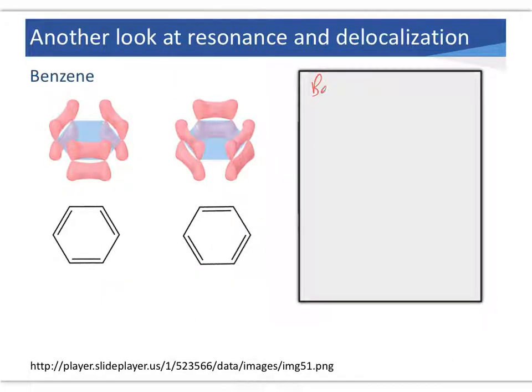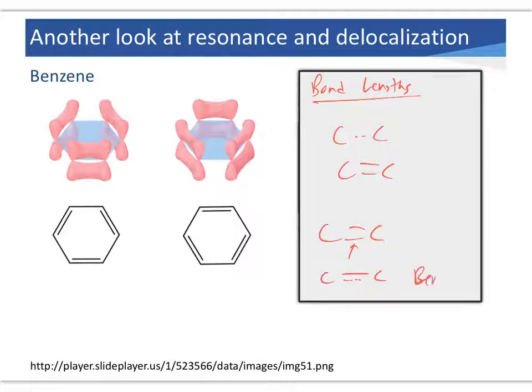I want you to go back to the bond lengths section of your data booklet and find the carbon-carbon single bond, the carbon-carbon double bond, and the carbon-carbon bond for benzene. I'm not sure what the notation will look like. It might look like this for benzene. I want you to find that data. The data tells us that a carbon-carbon single bond is 154 picometers, a carbon-carbon double bond is 134 picometers, and benzene is 140 picometers. Notice that 140 is approximately in the middle of 134 and 154.